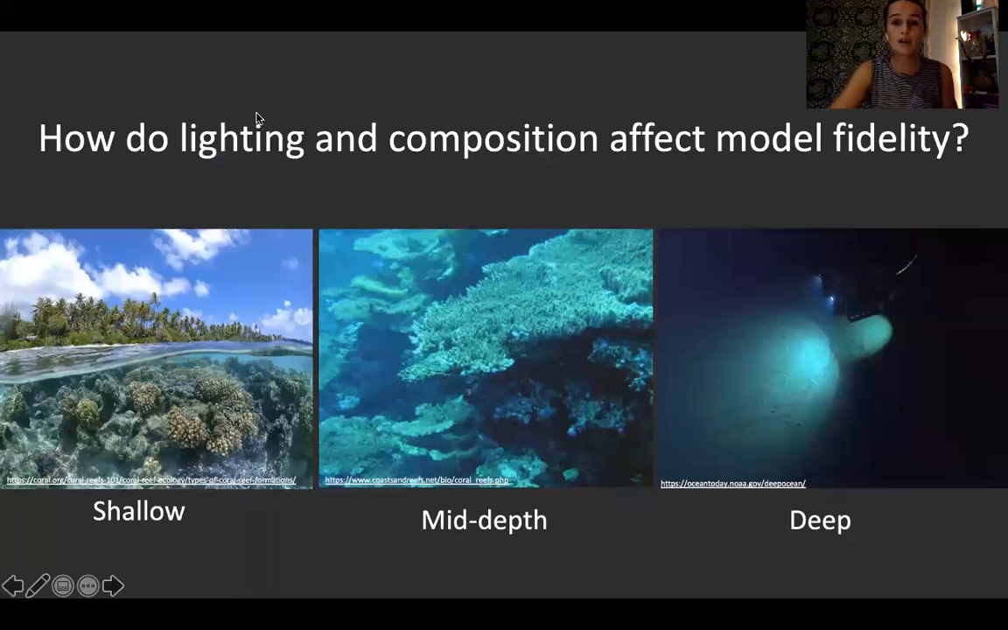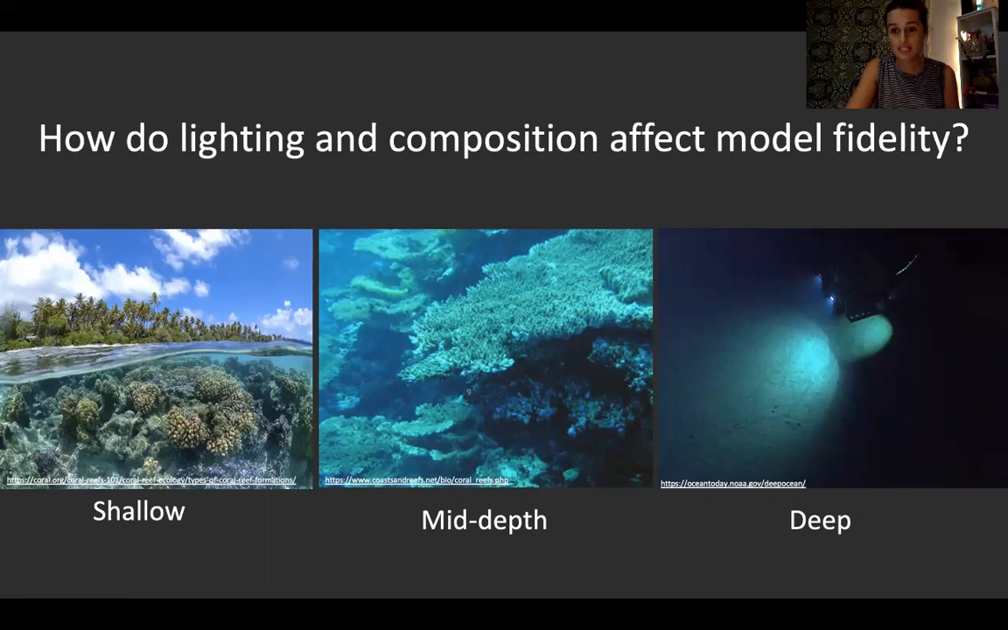So I want to know, how do lighting and composition affect model fidelity? And in this case, fidelity is the accuracy and precision with which we can take what we see on the seafloor and recreate it in a 3D model. As we get deeper, color shifts and it gets darker. Here in the shallows, we have a lot of true color. Mid-depth, it's more blues and greens, and deep, it's black, unless you bring your own lights. This creates problems when taking video to use in 3D models.